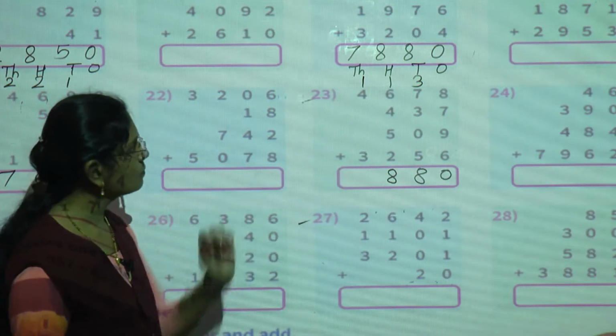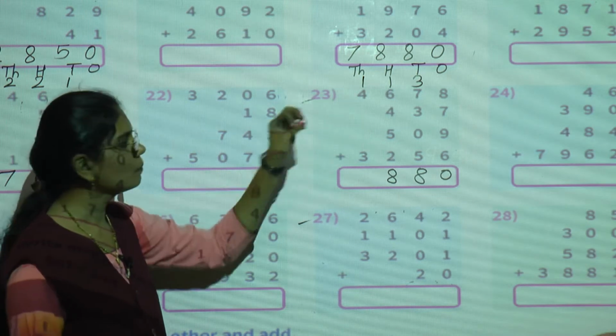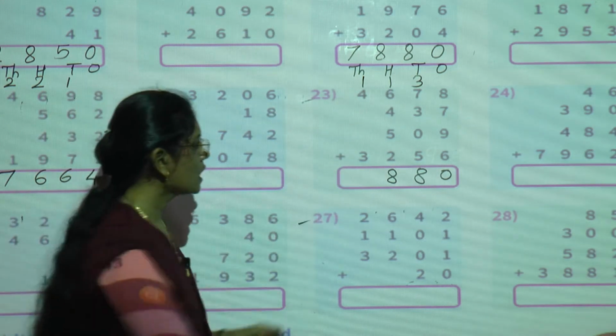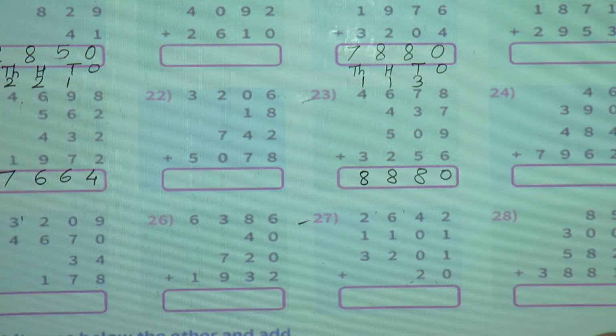Now see this column. 1000 plus 4000. 1 plus 4, 5000. 5 plus 3, 8000. So what will be the answer? The answer is 8880. This is our answer.